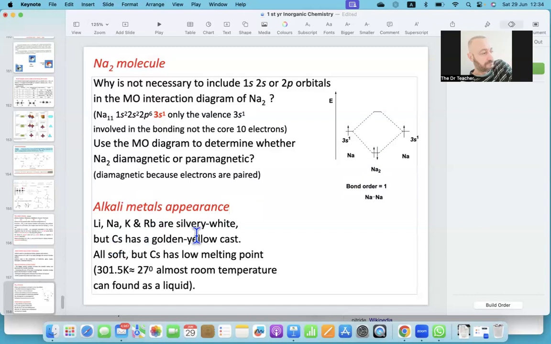Alkali metals appearance: from sodium to rubidium, silvery white, but cesium has a golden yellow cast. All soft, but cesium has a low melting point, 301 Kelvin or 27 degrees, because it's unstable, cesium being the highest in atomic number. So it's easy to break down the atom. Almost at room temperature it can be found as a liquid. That's the cesium.